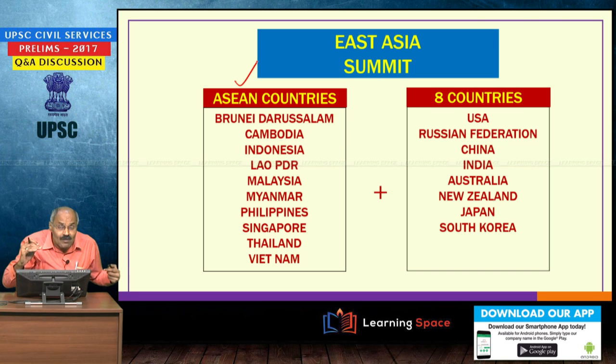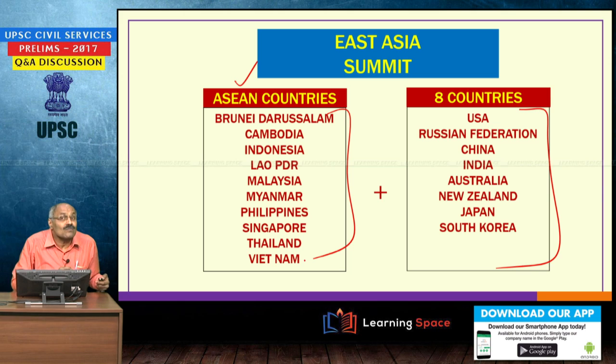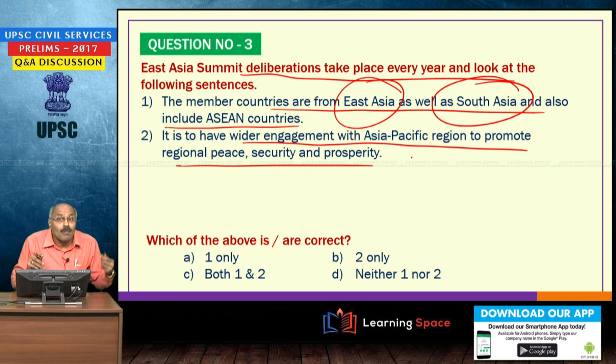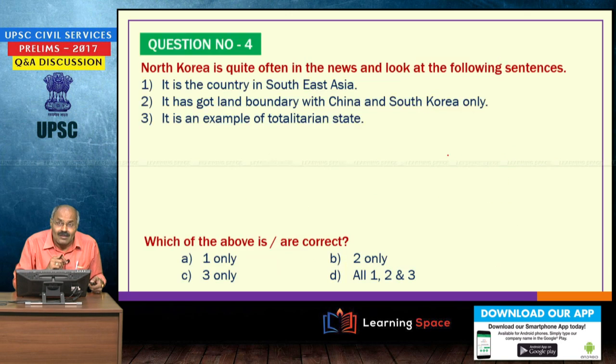USA and Russia, China and India, the present rivals in the Asian continent, Australia, New Zealand, Oceania countries you can say, Japan and South Korea, developed countries of Asia. So, these 8 countries along with ASEAN countries form the East Asia Summit. And here, what is the purpose of the East Asia Summit? The purpose is to have wider engagement with the Asia Pacific region to promote regional peace, security and prosperity. So, please understand for what purpose this East Asia Summit is being held, right.